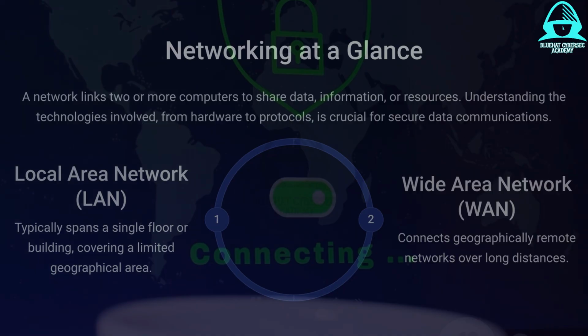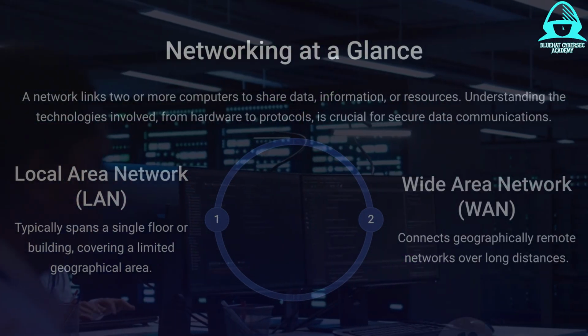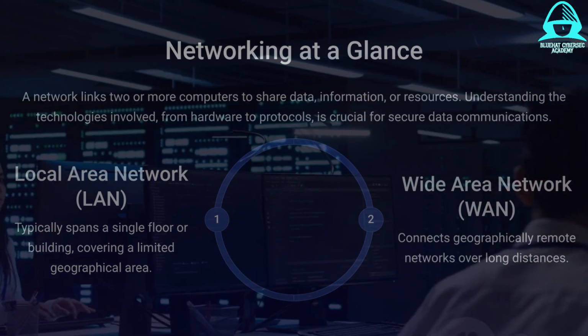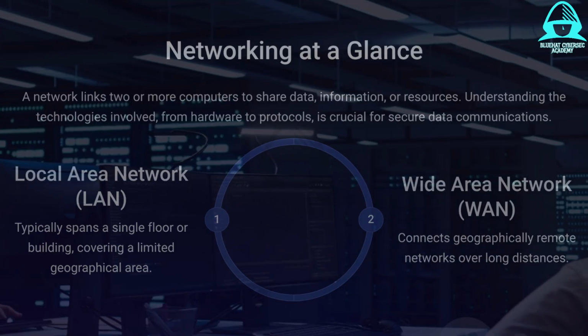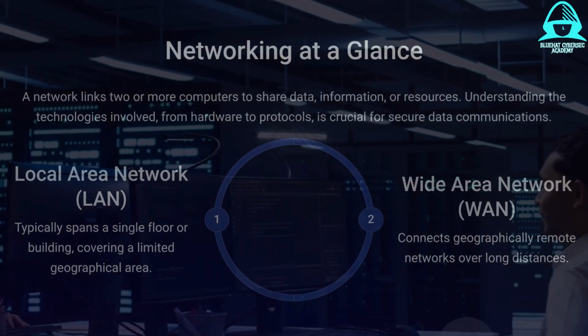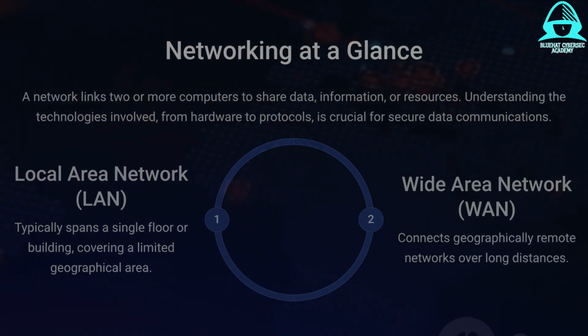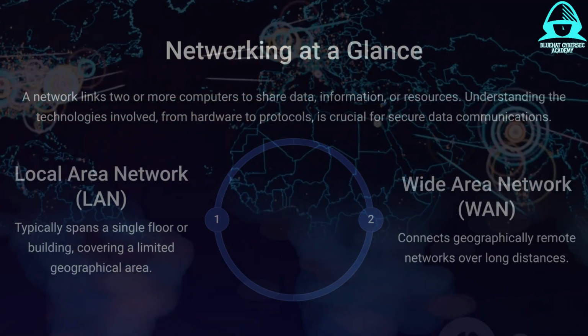There are two basic types of networks. Local area network, or LAN. A local area network is a network typically spanning a single floor or building. This is commonly a limited geographical area. Wide area network, or WAN. A wide area network is the term usually assigned to the long-distance connections between geographically remote networks.